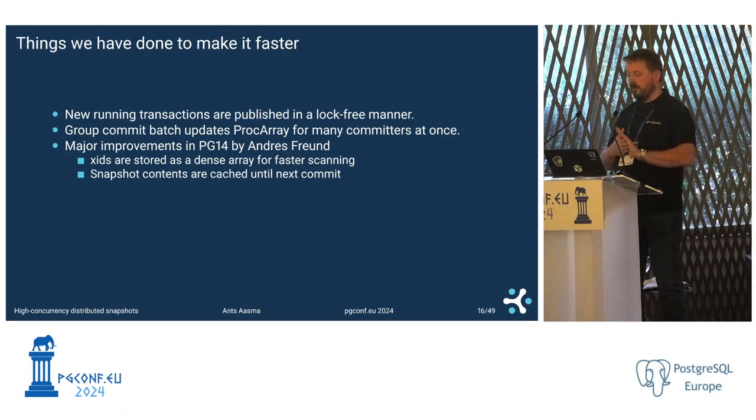We have done some quite heroic improvements over time to make it as fast as it is today. Right now we do stuff like publish the XID that we are running in a lock-free manner. We don't actually acquire the lock, we just write it blindly there and ensure by memory ordering that it's visible to the right backends at the right time. We also do group commit, so if lots of different backends are trying to update this proc array at the same time, they queue up and one of the committers updates the proc array for everybody, which reduces the contention on this lock and makes it more scalable.